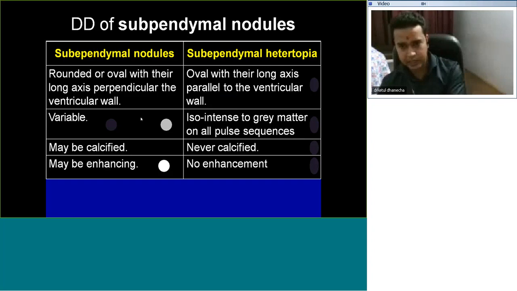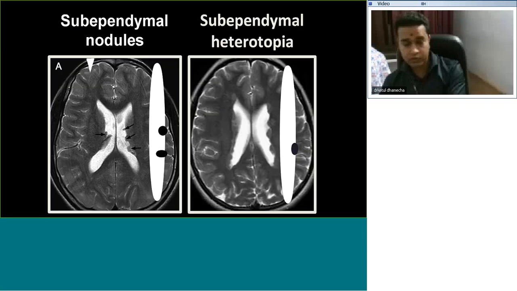Whereas in the subependymal nodule, it is always variable. This may be calcified, but the subependymal heterotopias will never ever calcify. Subependymal nodules may enhance, but subependymal heterotopias will not enhance.